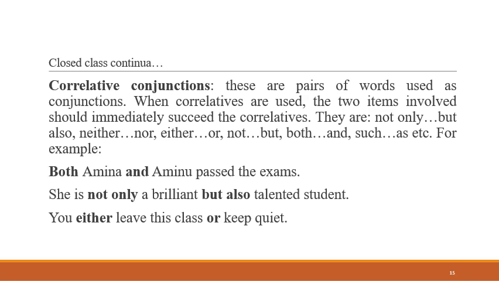For instance, both Amina and Aminu passed the exams. Can you see? Both, and. She is not only brilliant but also a talented student. See the highlighted words? Not only, but also. That's the last example: you either lead this class or keep quiet. Either, or, being highlighted.